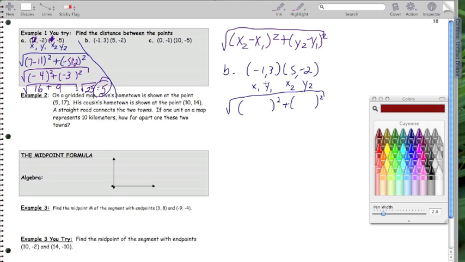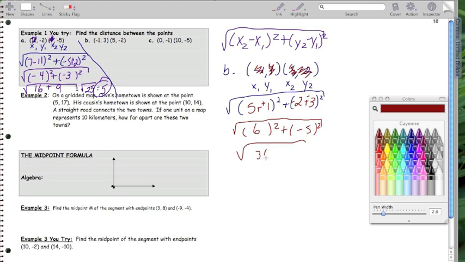First thing, we have x2 minus x1. x2 is 5 minus x1, which is negative 1. Then I have y2 minus y1, negative 2 minus 3. Now I take it to the next step. 5 minus negative 1 is really plus the positive. I get 6 squared. Negative 2 minus 3 is really negative 2 plus negative 3, so negative 5 squared.